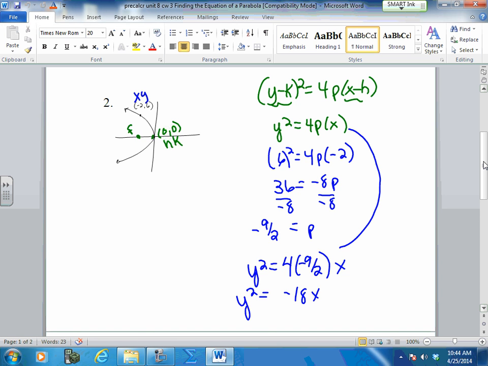Okay, so now, this one actually works out better for you to check, because if you took the square root, oops, you can't take the square root of this. So we're not going to take the square root. Okay, we can.